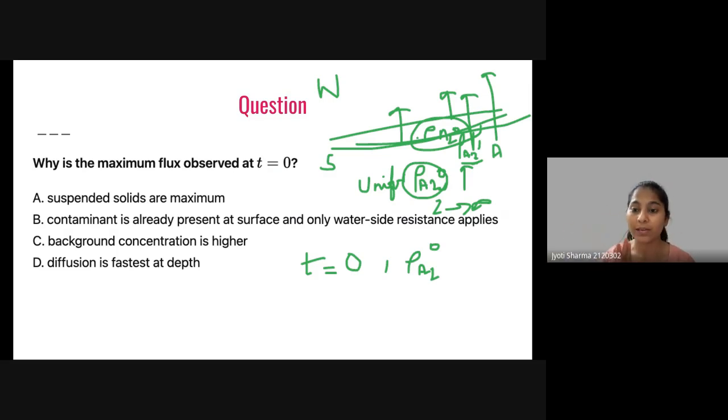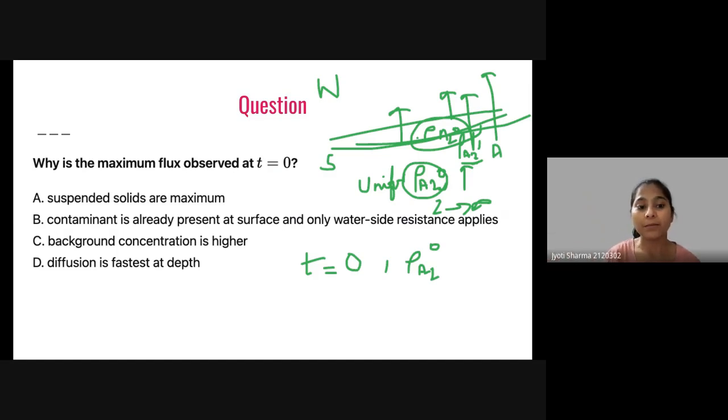So what we have learned is that with time the flux will decrease, because your ρ_A2 will decrease at the interface. But when time was 0, everywhere the concentration of A was uniform in the sediment side, and that's how this was giving us the maximum flux. But with time at the interface, the concentration will be less, and that's how flux will be reduced as a function of time.